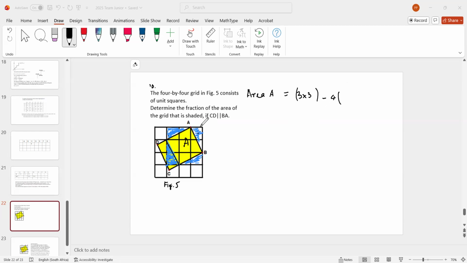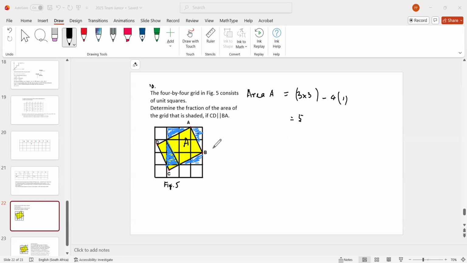And what is the area of the blue triangle? It's 1 by 2. It's actually half a rectangle. This rectangle here, its area is 2 because you've got 1 square unit, 1 square unit. And this diagonal of this rectangle that we are pointing to divides it up into 2 equal parts. So the whole thing is 2, so this one here is 1. So that's the area of A, which is 9 minus 4, which is 5. So we worked out the area of this.